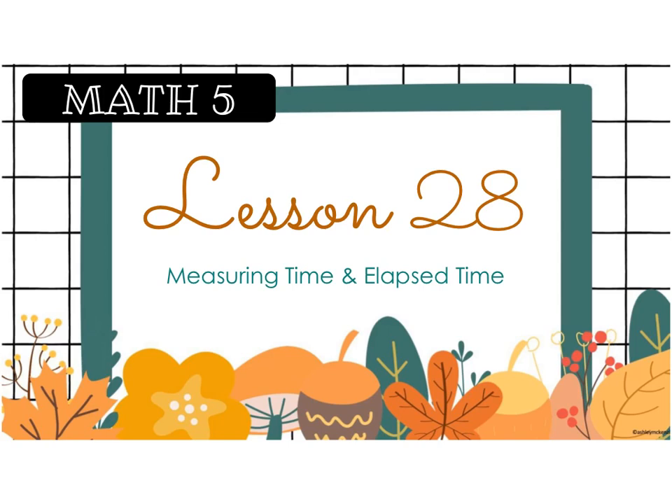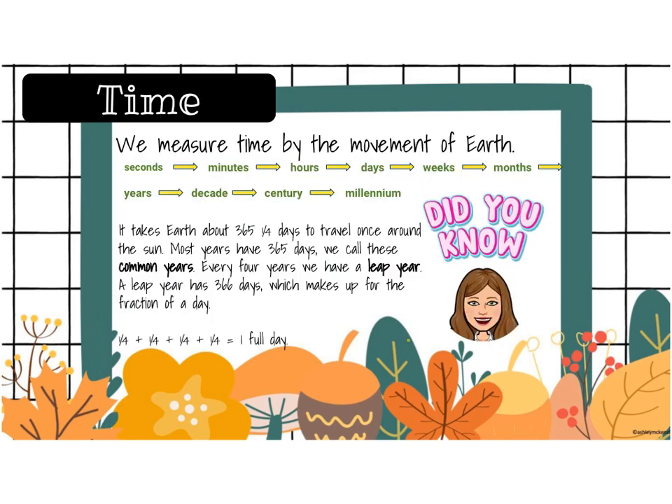So today is lesson 28, and this is all about measuring time and elapsed time. What does elapsed time mean? It's like how much time has gone on, right? So how much time happened between point A to point B? Exactly. Very good. So that's what we're talking about today.